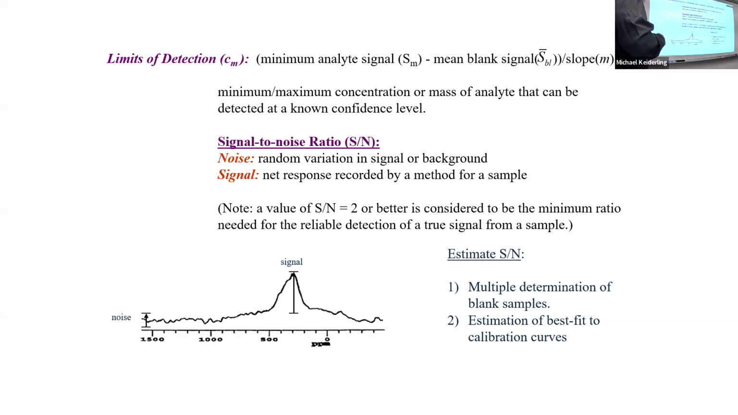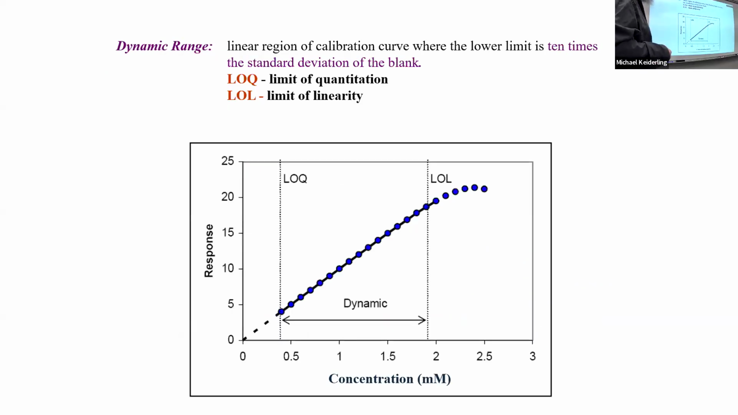Some limits of detection. Signal to noise ratio is important. It's the net response recorded by a method for a sample. You want to have a signal to noise ratio better than 2. Dynamic range is bounded by the limit of quantization, which is the lower end of the range, and the limit of linearity, where it stops being linear.